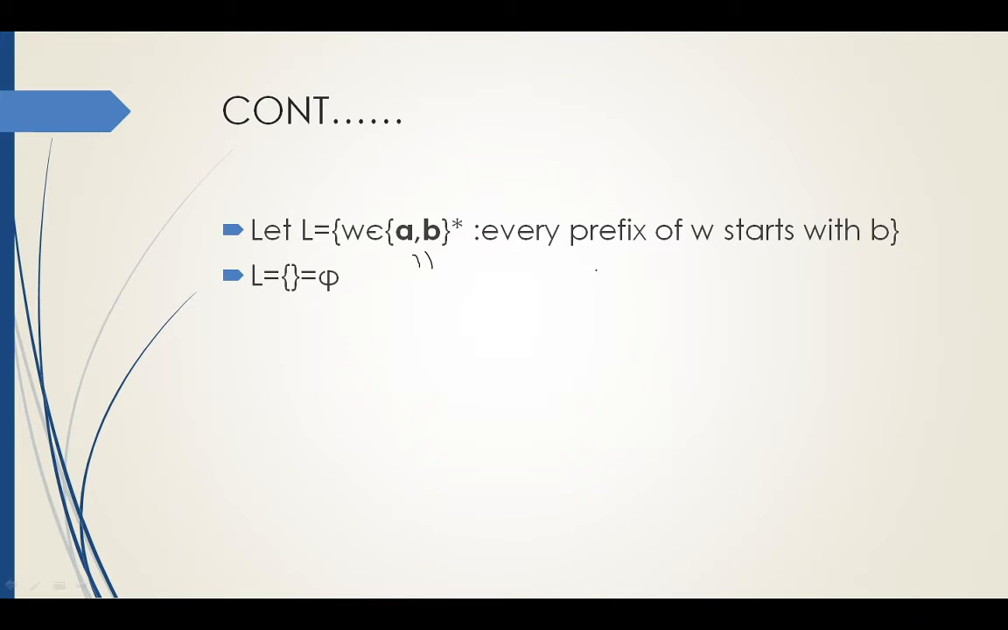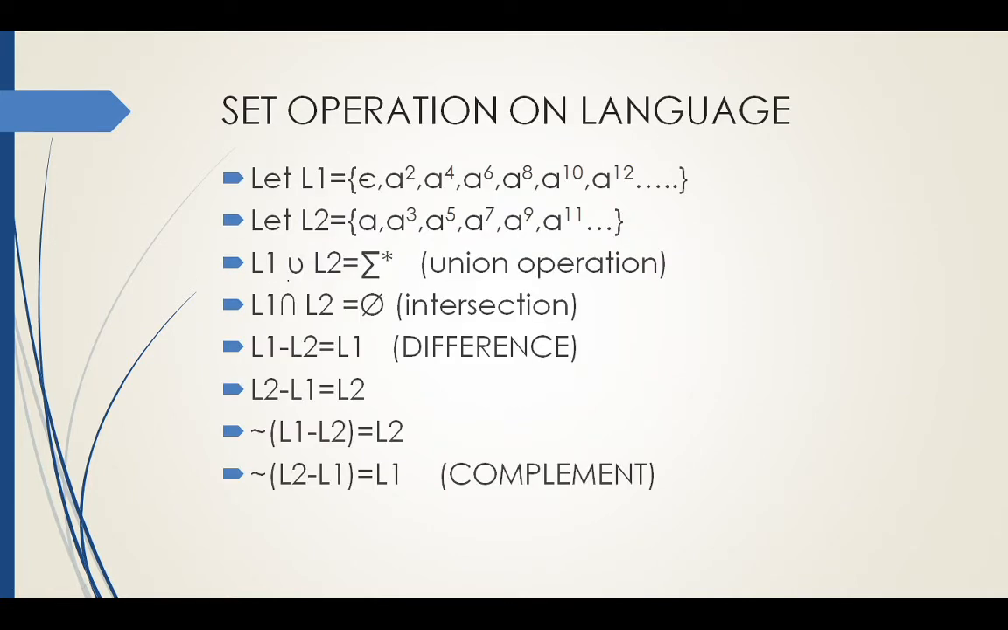So what are the valid strings for this? 0. Why? Because every string has the prefix epsilon by default. So what is the given condition here? Every prefix of W starts with a B. So epsilon is there by default, since every string begins with epsilon. So here they are telling the prefix of W starts with B, so it is not possible to start the string with a B. So you get the null values for this. So 0 strings belong to the language. Since languages are sets, all set operations you can perform on languages.